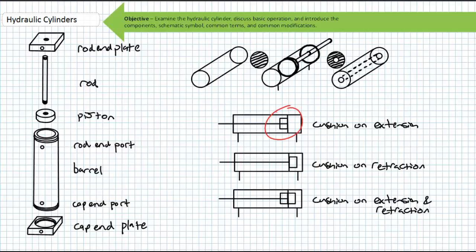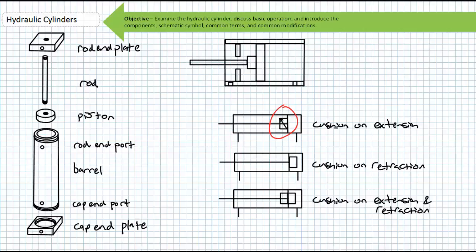The schematic symbol shows a cushion on extension, cushion on retraction, and a cushion on both extension and retraction. If there's an arrow on the cushion, it means it's an adjustable cushion, meaning one can control the deceleration rate of our cylinder. The cushion isn't a pillow or a bunch of feathers softening impact, but rather it's almost like a tiny flow control valve that is only active at the very final limits of travel.